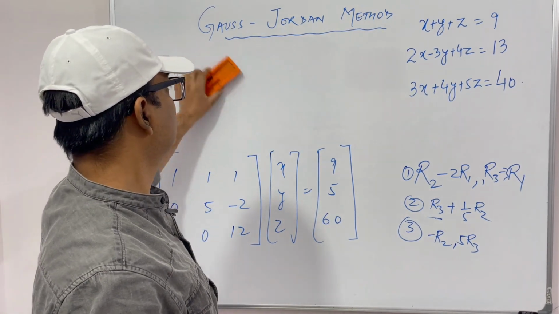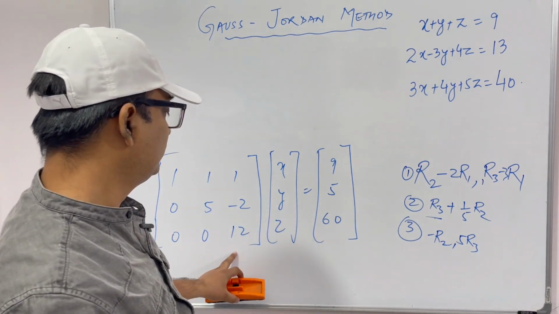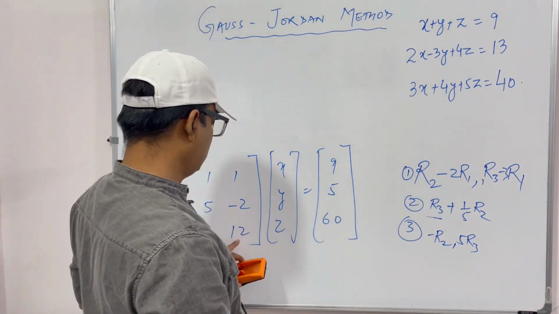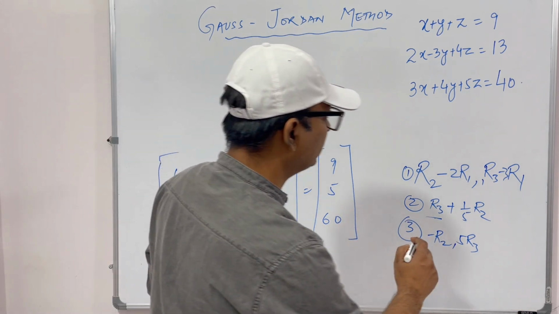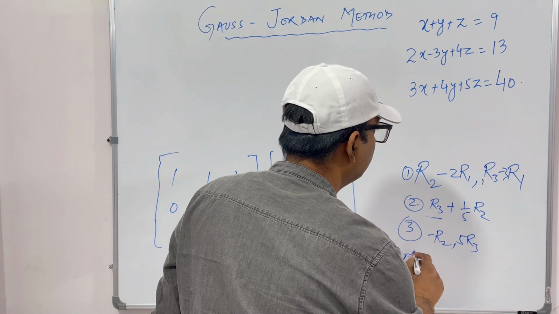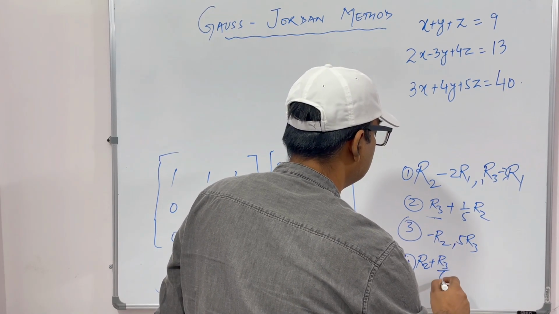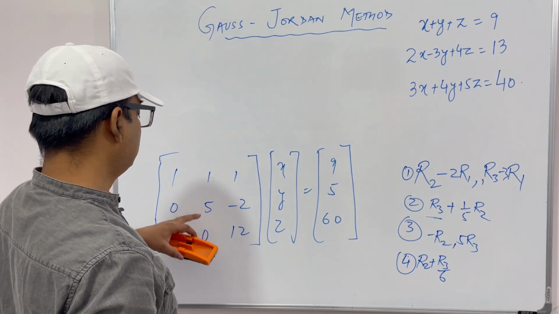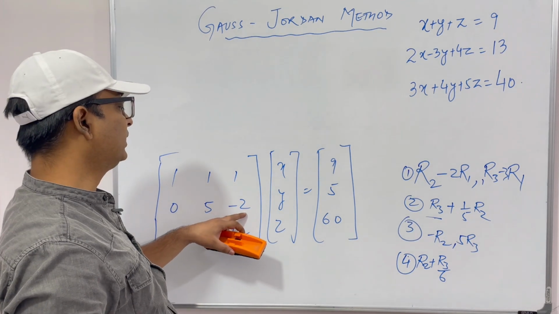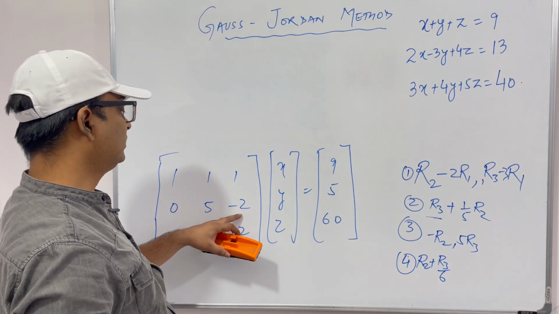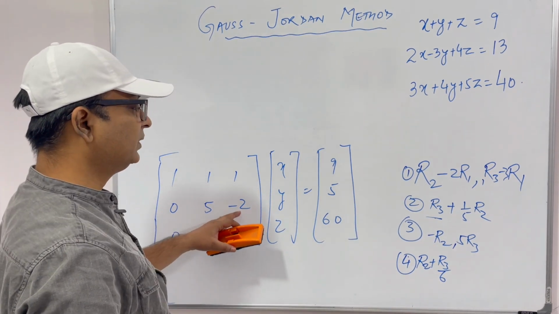Now let's see the fourth operation. What we'll do, see, we have to make it 2 so that this and this become 0. Let's see how. Our fourth operation will be R2 plus R3 by 6. This plus this by 6, so that this becomes 0. This is our goal, to make it 0. We have to make this 0, this 0, and this 0. So R2 plus R3 by 6, this will be 0 then.